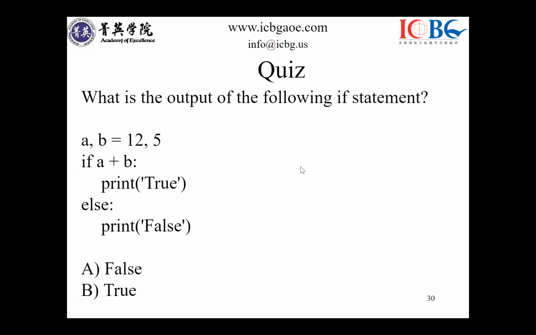What is the output of the following if statements? This one should be pretty fast. If you guys remember how Booleans work. Yeah, the answer is true. Any number that's not 0 is going to be true as a Boolean. 0 is the only number that ends up false.